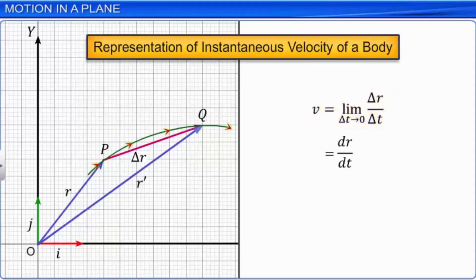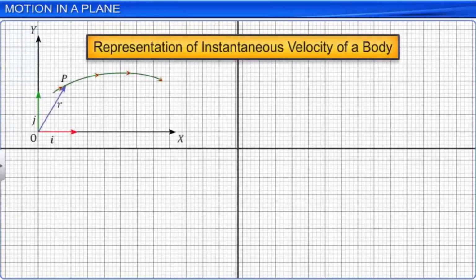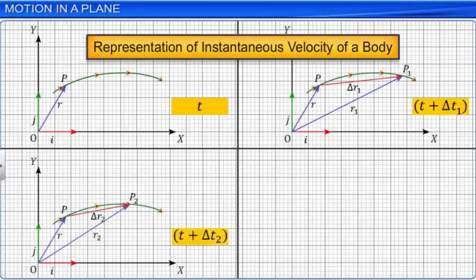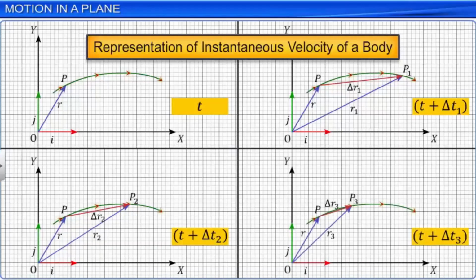When the body is moving along the curved path in the xy plane, it is at point P at time t, at point P1 at time t plus delta t1, at point P2 at time t plus delta t2, and at point P3 at time t plus delta t3. The position vectors of these various points are: P is r, P1 is r1, P2 is r2, and P3 is r3. The displacement vectors with respect to point P: at point P1, its displacement is delta r1, at point P2, its displacement is delta r2, and at point P3, its displacement is delta r3.